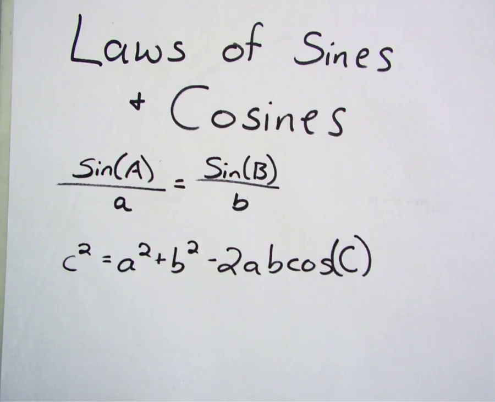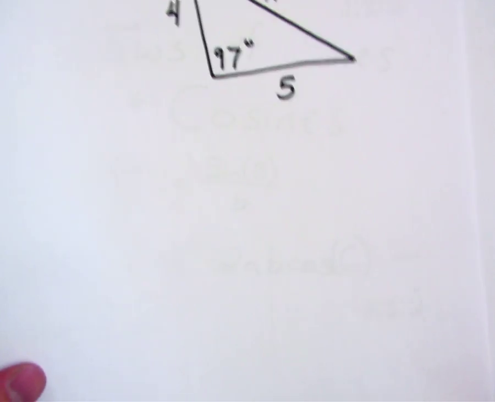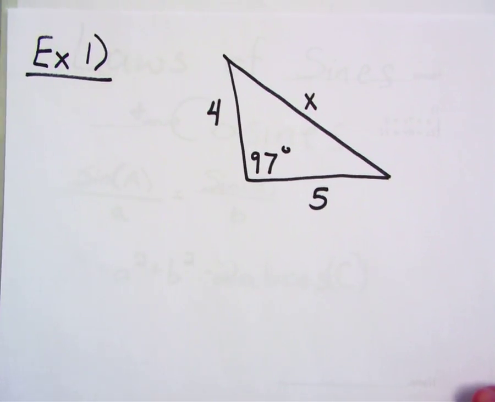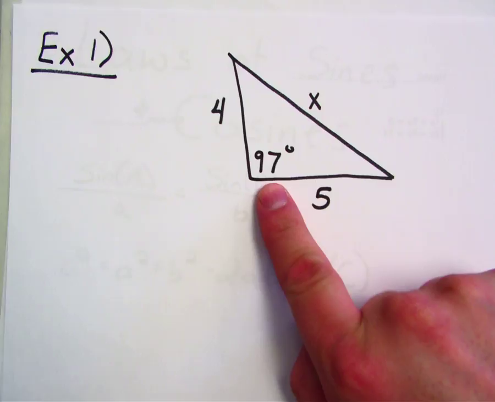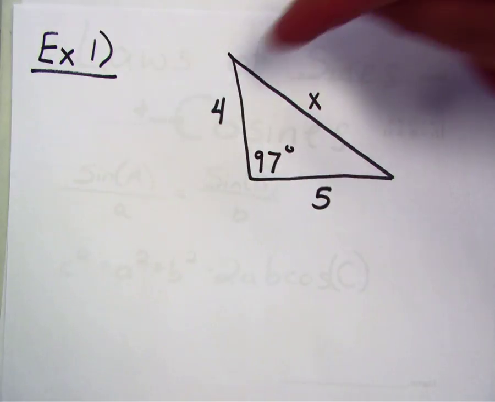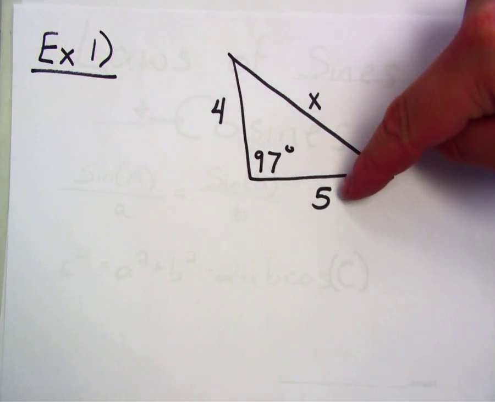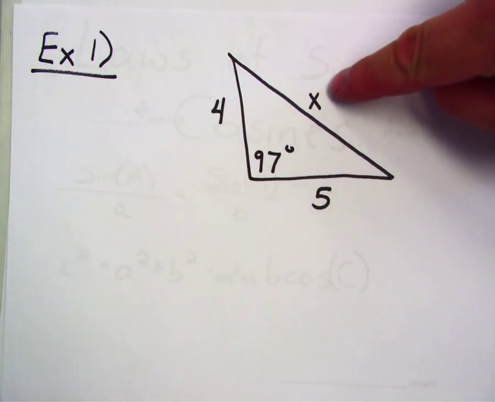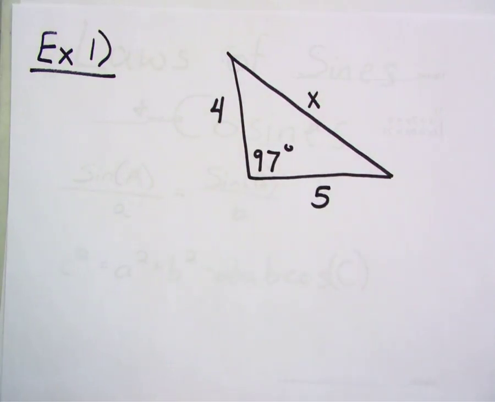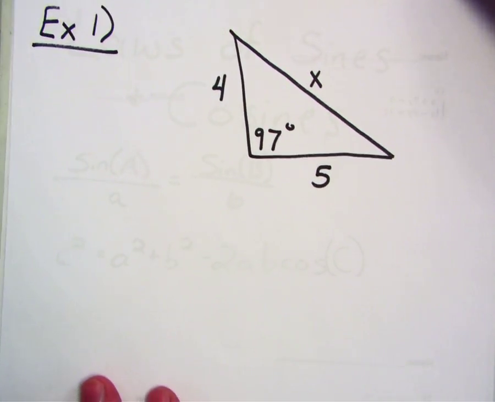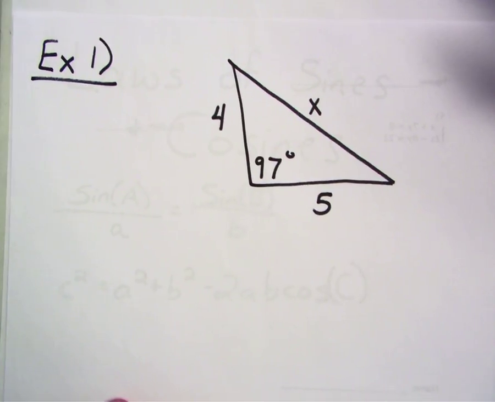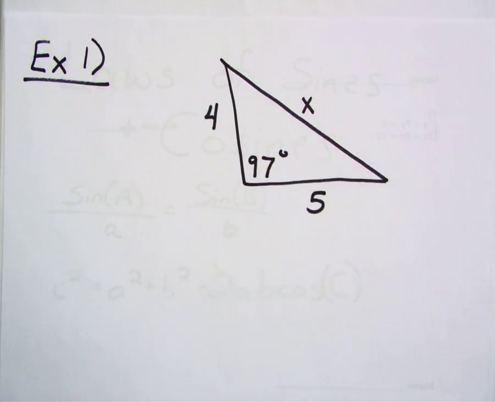So let's take a look at a couple of triangles and see which of those laws we could use. So our first example is going to be this triangle here. So we have a 97-degree angle, a side of 4, a side of 5, and we're trying to find x. So this is that SAS condition. So we know this triangle can be solved. It's just a matter of which of the laws we can use.